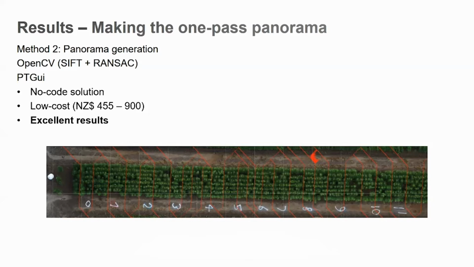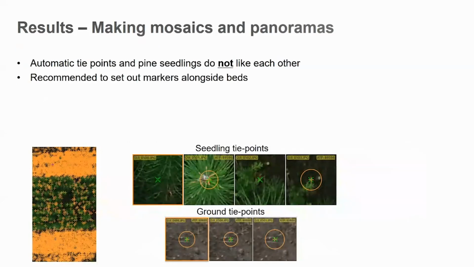A common issue with both of the methods that we trialed was the generation of automatic tie points over seedling beds. What you can see in this figure here are the automatic tie points generated, in this case from Pix4D, but the results were the same for all of the other methods that we trialed. You can see that most of the matches occur in the ground around the seedling beds. And this figure over here shows that where the software thinks it's found some matches, it's actually looking at very different objects. But those matches found around the ground are largely correct. We actually ended up leveraging this by laying down regular markers alongside the beds to facilitate improved image matching using all of the techniques that we trialed.